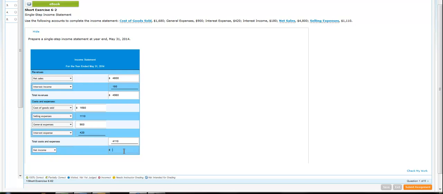So then I take my total revenue minus my total expenses, and it becomes a net income because my revenue is greater than my expenses. So I take 4,980 minus 4,110, and I have a net income of $870. So again, this is called a single-step income statement because you have all your revenues at top and all your costs and expenses at the bottom, and it just takes one final calculation to calculate our net income.